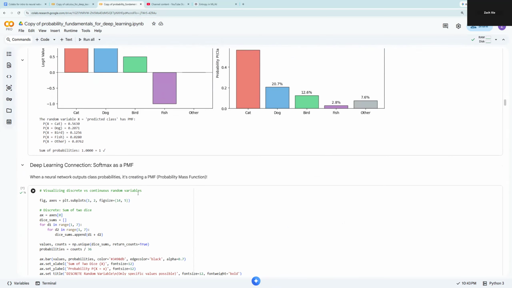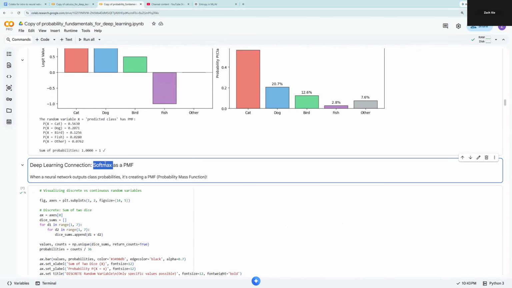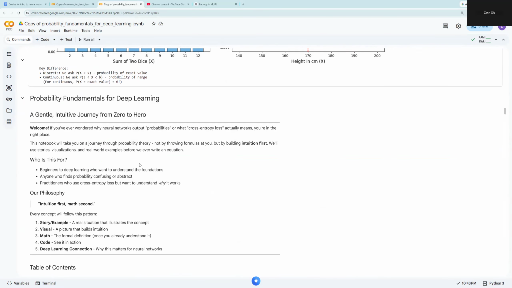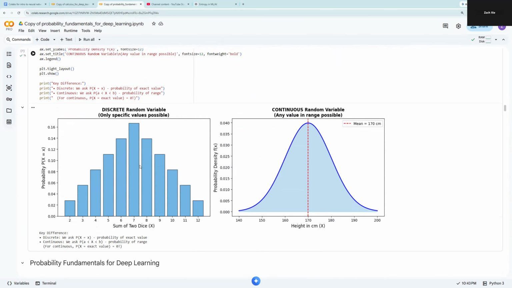Here it talks about the softmax, right? How it's related to deep learning. Now that we have all of these, that's pretty much all for this notebook. On to the next notebook.